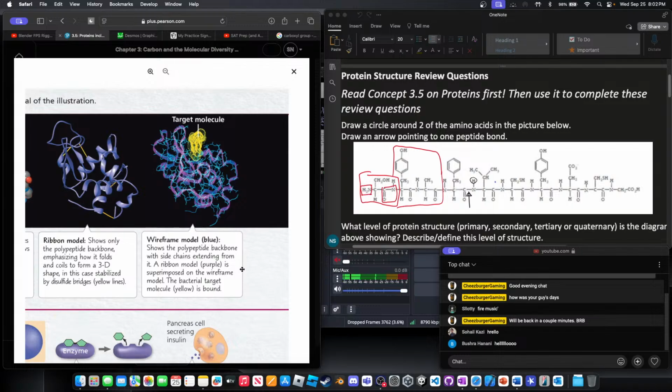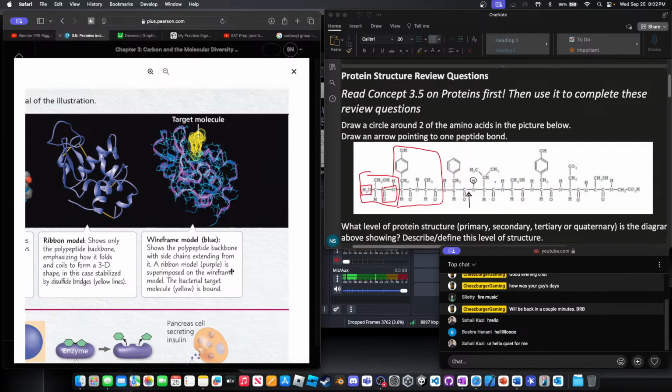A ribbon model, purple, is superimposed on the wireframe model. The bacterial target molecule, yellow, is bound.